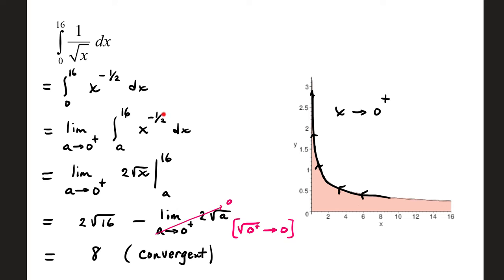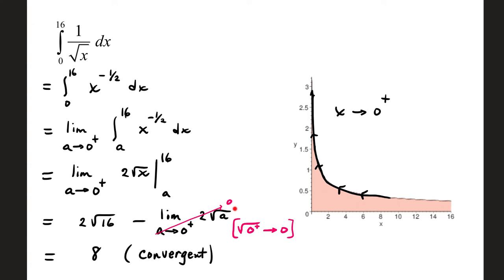Take the antiderivative, add 1 to your power, that's x to the positive half, or square root of x. Dividing by half is the same as multiplying by 2. We're going to evaluate that at 16 and a, take the difference, and then apply this limit to the a term. 2 times the square root of 16, that's 4 times 2 or 8, minus 2 square root of a, with the limit as a approaches 0 from the right.